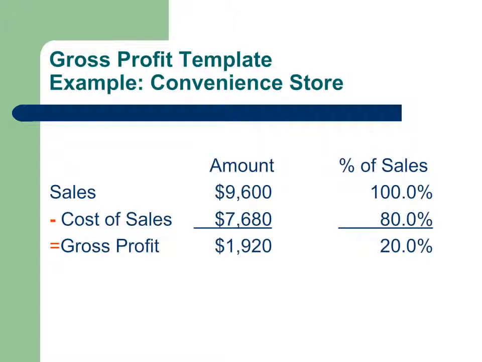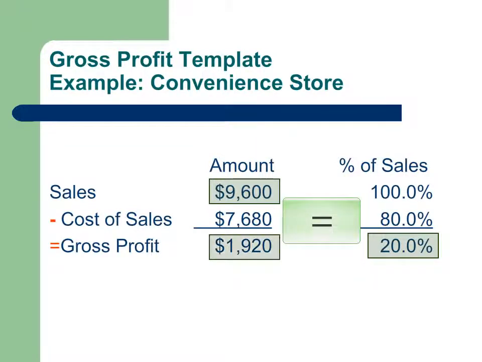Multiplication can be verified by division. 9,600 times 0.8 equals 7,680, or 7,680 divided by 0.8 equals 9,600. And here's another example. 9,600 times 0.2 or 20% equals 1,920, and 1,920 divided by 0.2 or 20% equals 9,600.